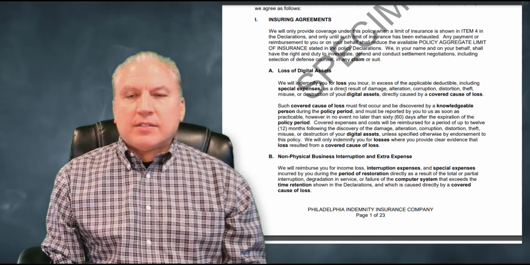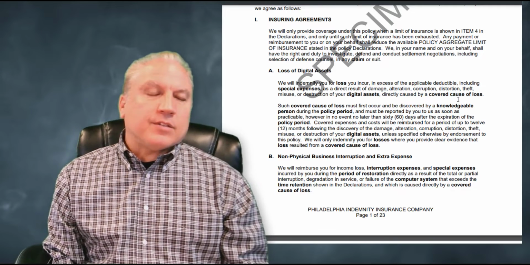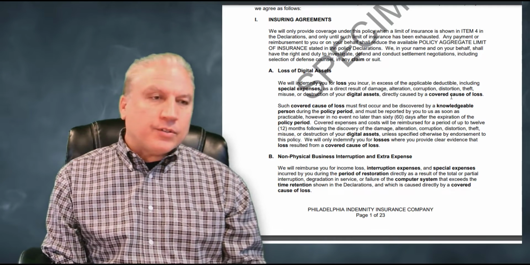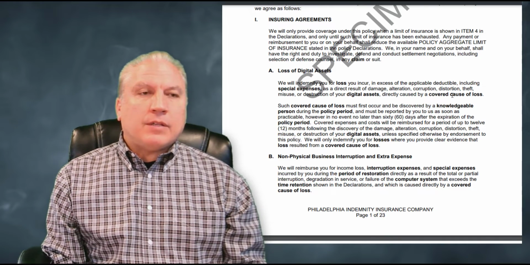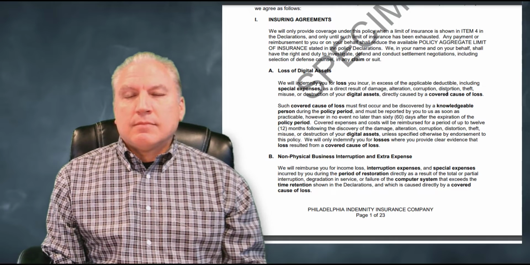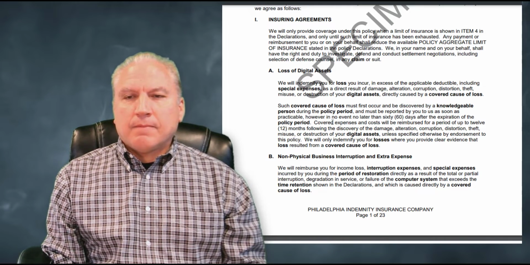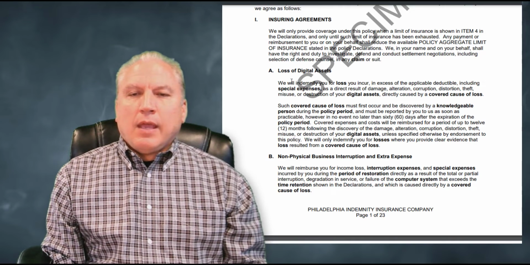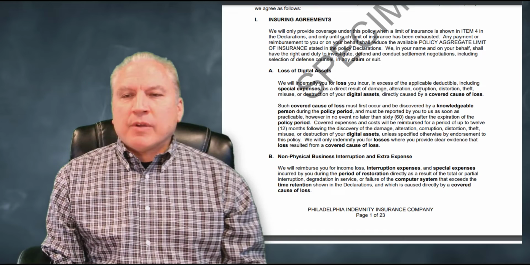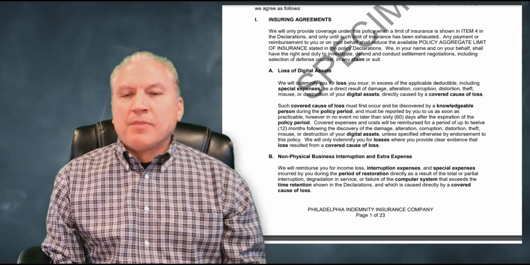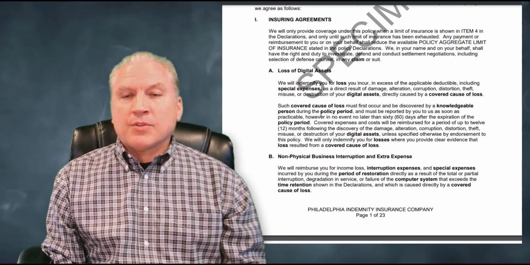So digital assets, they describe what those are, and it's everything you think it is. It's hard drives, it's data, it's records, it's computers, it's analysis, it's research. If you lose those things, they cover it. And they'll indemnify for the loss. Now, a couple things to keep in mind. As a result of these things, damage, alteration, corruption, distortion, theft, and misuse, there's some things that could cause that aren't covered, and we'll take a look at what those are.